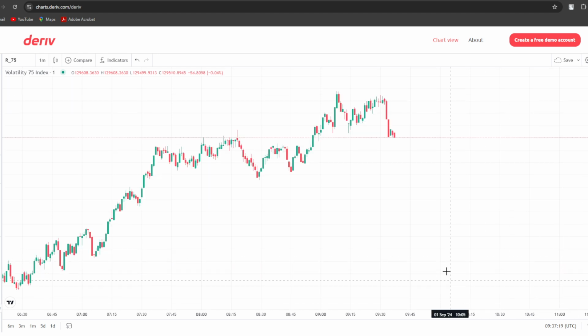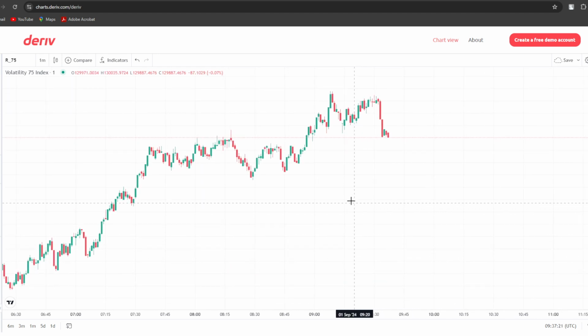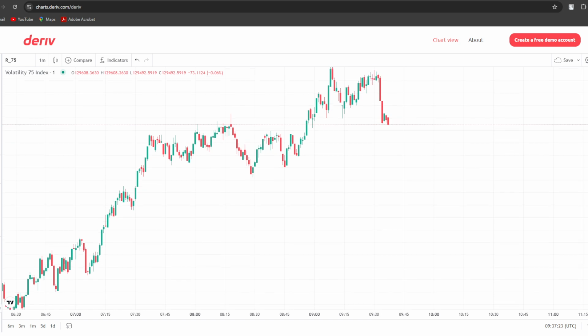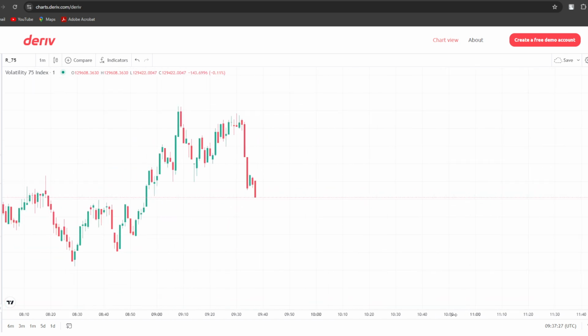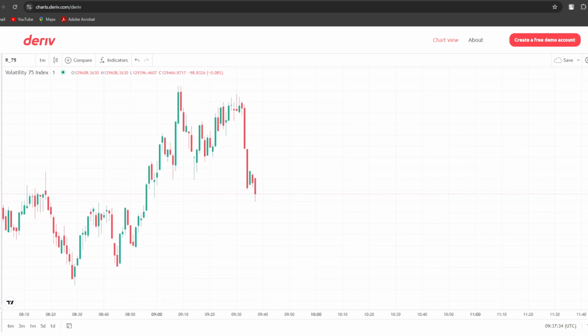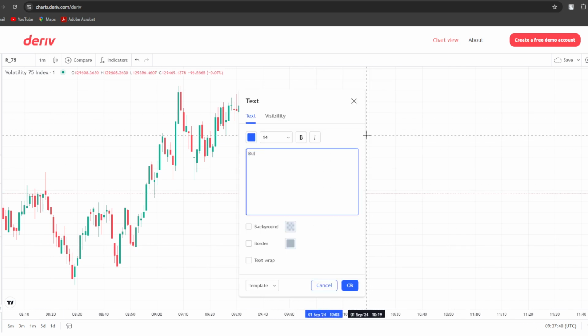So we're going to go in real time. This is what you're going to be doing for this strategy. You're just going to wait for either a bullish engulfing or a bearish engulfing. No POI, no trend line, no nothing. Just what I've told you, bullish engulfing and bearish engulfing. Only two things. Let me actually put it down.